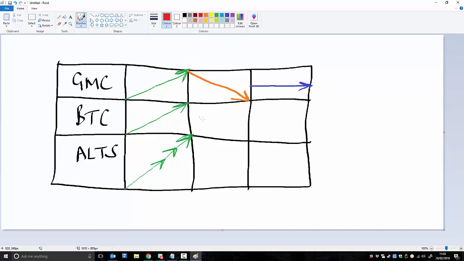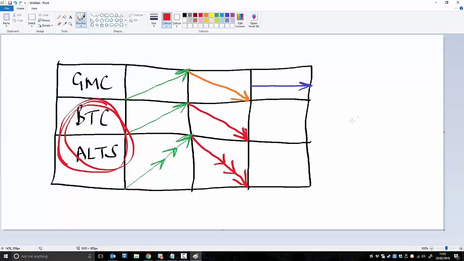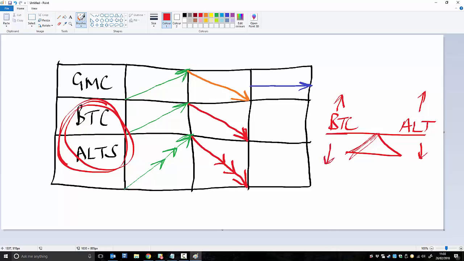However, when the global market cap's going down, what you tend to see is that Bitcoin goes down and alts take an absolute smashing, typically speaking. And then when things are going flat, it's really dependent on what the alts and Bitcoin do. Remember that seesaw I keep going on about? Well, if Bitcoin goes up, alts go down, and vice versa. If alts go up, Bitcoin goes down, etc.